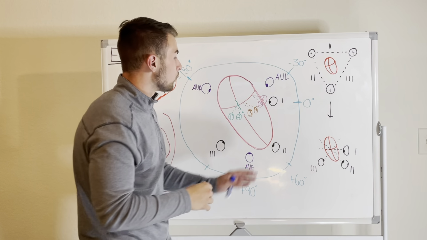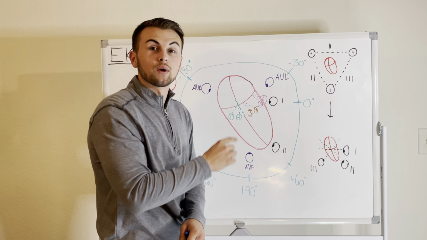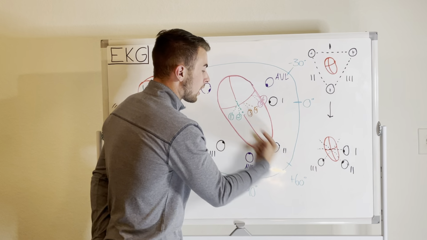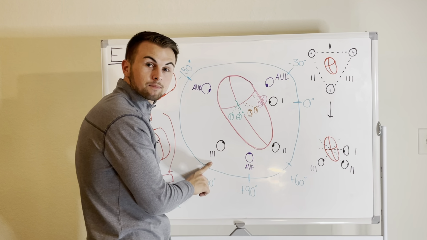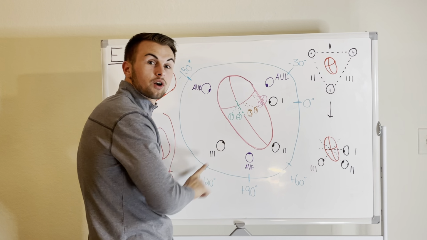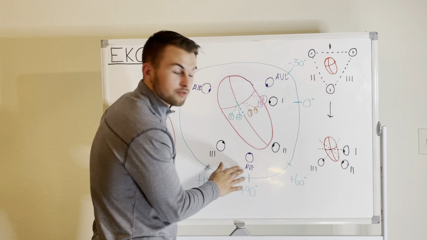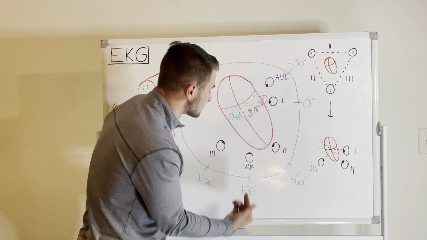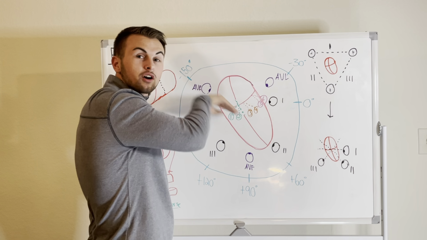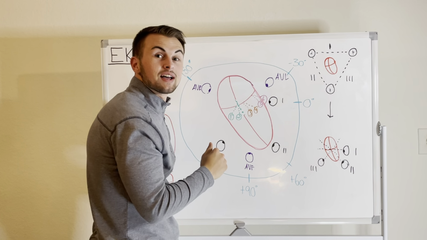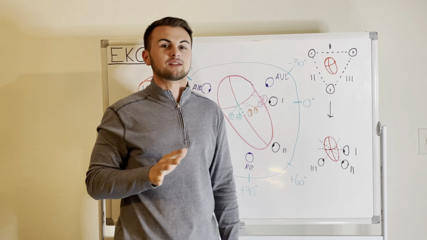To review, we have lead 1 looking from 0 degrees. We have lead 2 looking from positive 60 degrees, or the apex. We have lead 3, which is looking from positive 120 degrees. We have lead aVF, which is looking from positive 90 degrees. Basically, it's looking up at the heart. aVR is looking from negative 150 degrees, and aVL is looking from negative 30 degrees. Now, watch how we can apply this information.